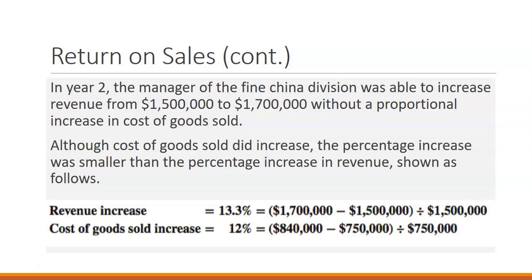So here we see a return on sales. In year 2, the manager of the Fine China division was able to increase revenue from 1.5 million to 1.7 million without a proportional increase in cost of goods sold. Cost of goods sold did increase, but it wasn't in the same proportion as the increase of sales. So we see here that we had a revenue increase of 13.3% versus a cost of goods sold increase of 12%. This helps us increase our bottom line.